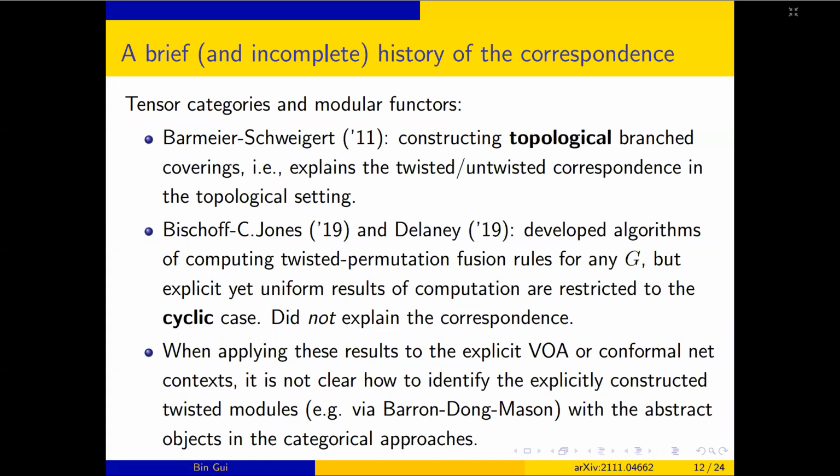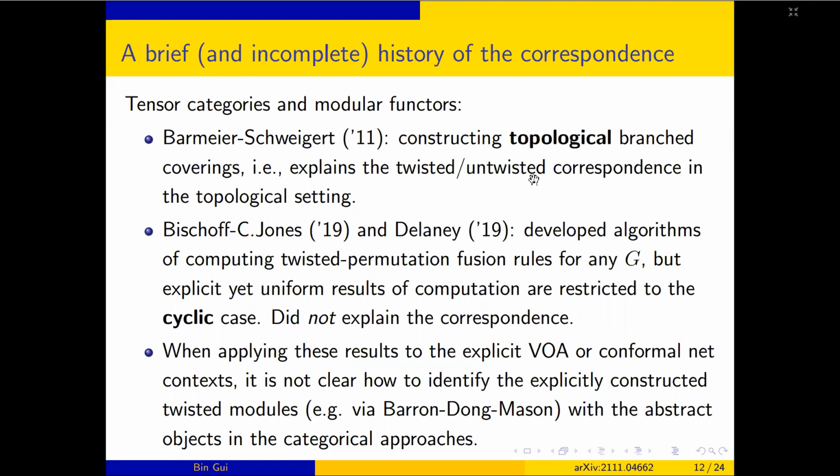For example, we cannot identify these abstract objects in the fusion rings with the twisted modules in, let's say, Barrington-Mason's construction. So this means that we cannot directly apply the result to the explicit VOA or the conformal context, which means that if you are given explicitly constructed permutation-twisted modules, let's say constructed using Barrington-Mason's method, you cannot use this method to directly show that their fusion rules are such and such. Certainly, these results give you suggestions, they give you hints on what the fusion rules look like, but you cannot use them to prove that. They do not prove that for explicitly constructed twisted modules the fusion rules are like that. Okay, so these are the limitations of this kind of tensor categorical approach.